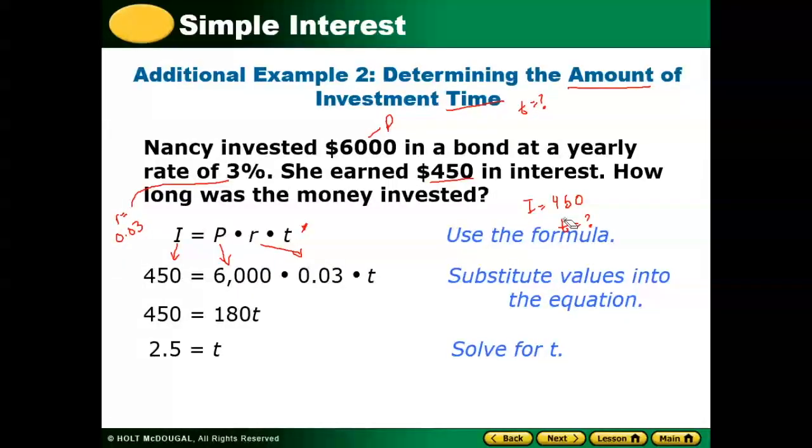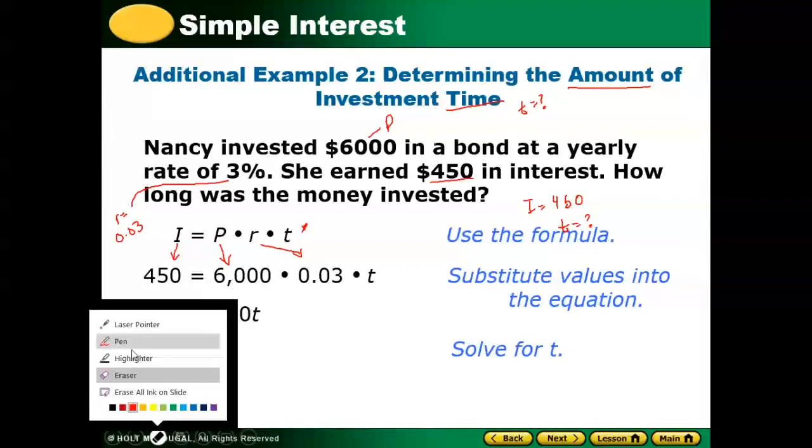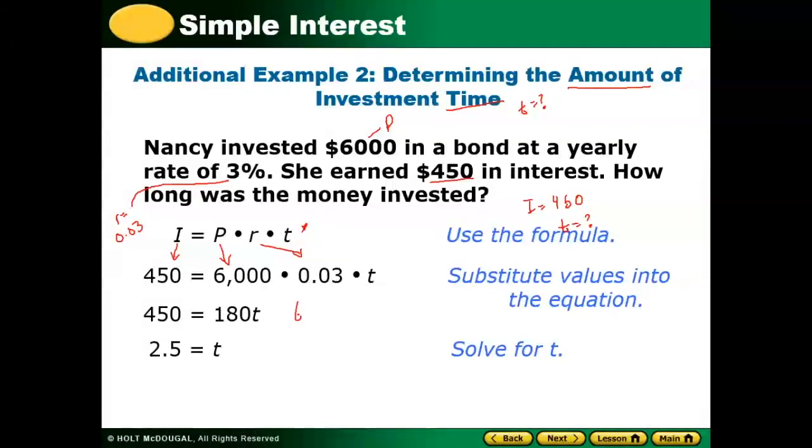So let's say we did want to use the formula that I've provided, and probably the formula that you will have on your formula page. So the formula is T is equal to I over P times R. So we know our I is 450. We know our P is 6,000 and our R is 0.03.